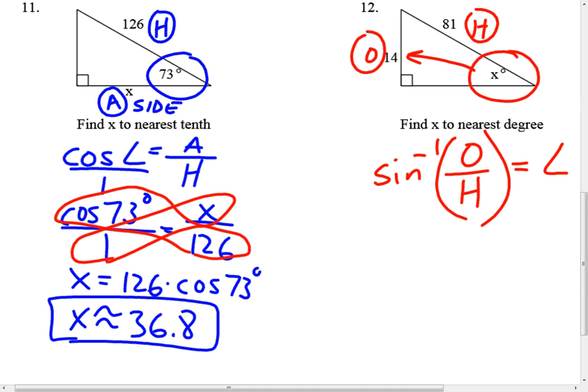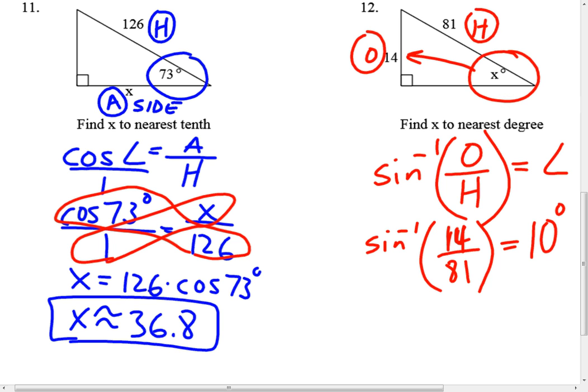So totally different setup than that. What happens is people do so many of the one on the left that they end up starting to do it like I did for this one. Sine inverse. We have O, we have H, so 14 over 81. What's your output? 10 degrees? If you round it? What did you get, 9? Okay. Yeah, typically degrees, you're going to see whole numbers. Not always, just pay attention to directions.